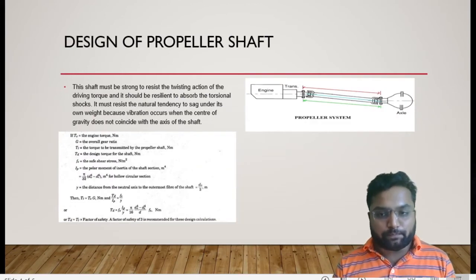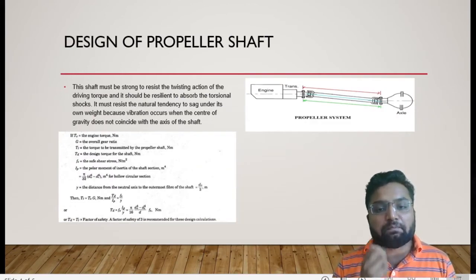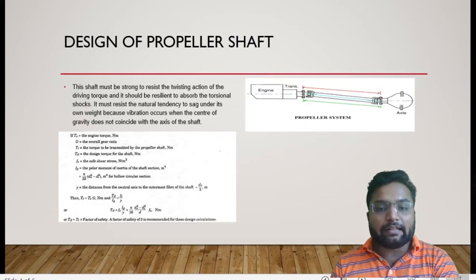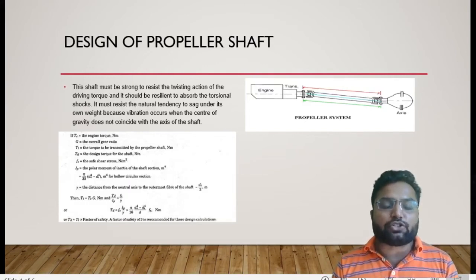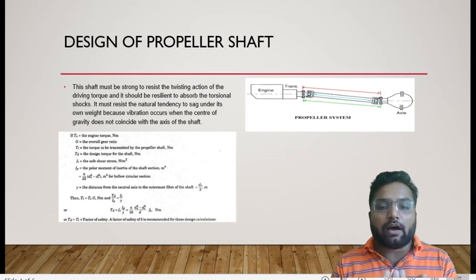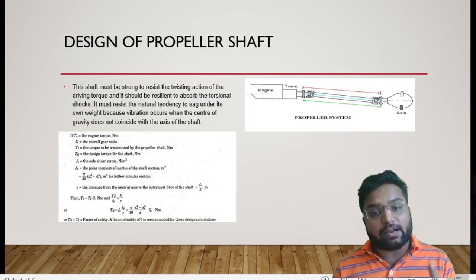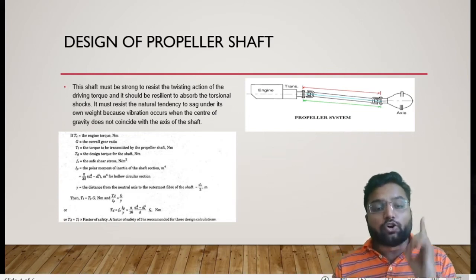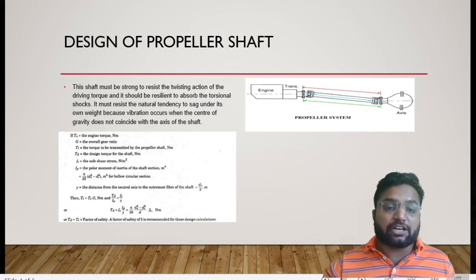Here you can see this is the propeller shaft, and this is the torque which should be transmitted by the propeller shaft. Clear? G is the overall gear ratio. What is this gear ratio? Gear ratio is the amount of reduction we have provided to the shaft. Second thing, the torque to be transmitted by the propeller shaft. One is the torque to be transmitted by the engine, and second, the design torque for the shaft, which is the torque of the engine as well as the tractive effort which is required.